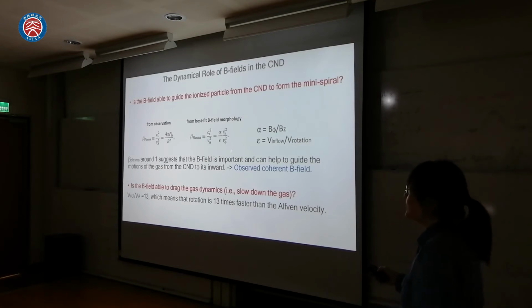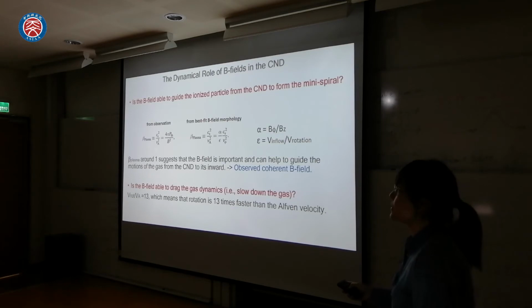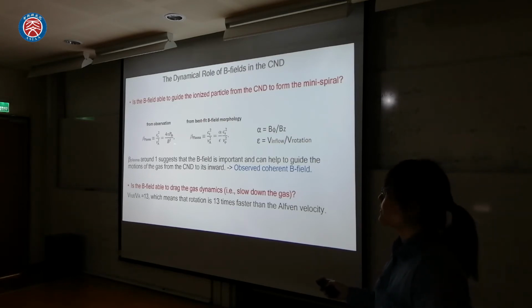So to quantify the dynamical importance of the magnetic field in CND, we compare the plasma parameter. This is a ratio between the thermal pressure and magnetic field pressure. So we do it in 2 ways. First, from observation, we have information of the thermal pressure, and we compare it with the known magnetic field strength to get this parameter. And the second way to derive this plasma parameter is to go to the model.